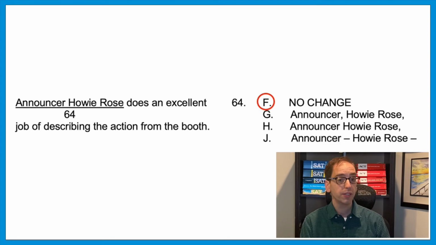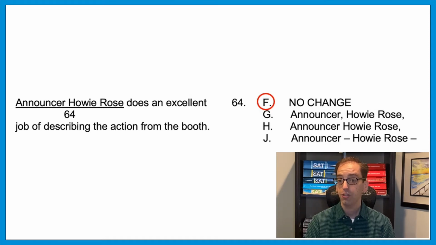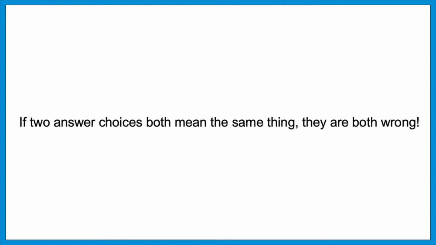But let's pretend we didn't know that for a second. Look at choices G and J. In G, they're separating his name with comma, comma. And in J, they're separating his name with dash, dash. Those essentially mean the same thing. They can't both be right. That means that they're both out. So this brings us to a very helpful grammar trick on those sections. If two answer choices both mean the same thing, they're both wrong.